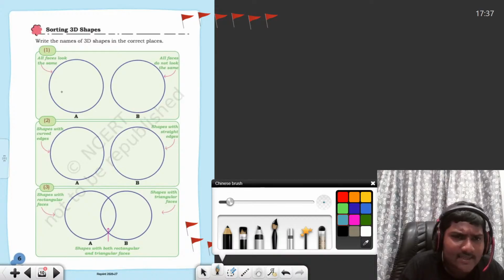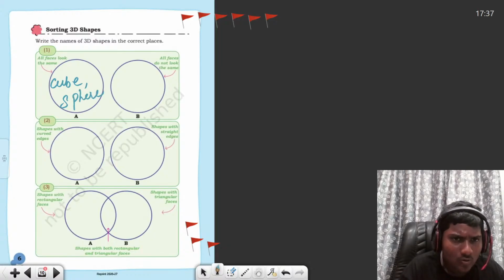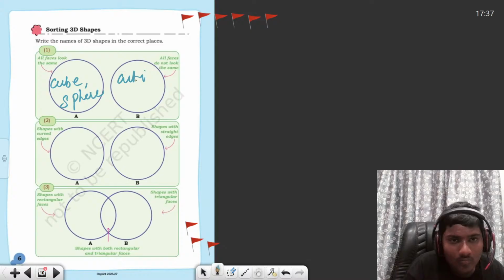All faces look the same. So what is the answer? Cube and sphere. They look the same. Is it yes or no? Of course, obviously they look the same. Cuboid. All faces do not look the same: cuboid, sphere, rectangle.